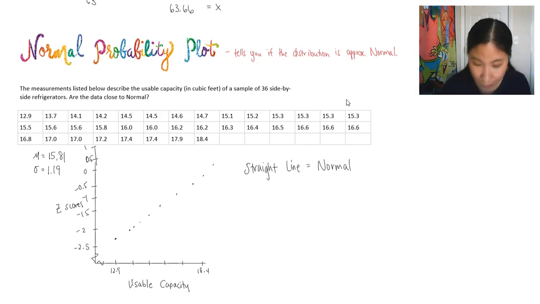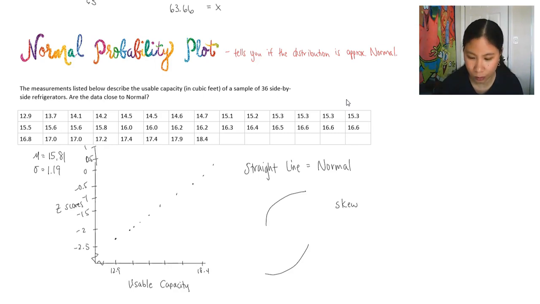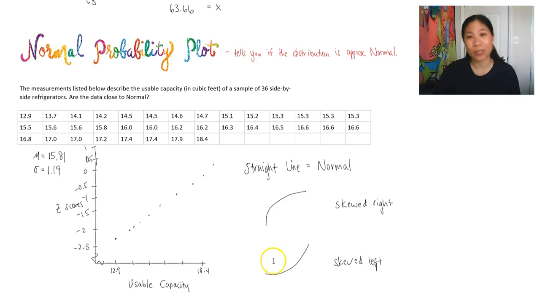So if it is exactly straight, it will be normal. If you see kind of a curve to it, like either curved this way or this way, then it'll be skewed. Excuse my terrible handwriting. All right, skewed right or skewed left. So this is what you're looking for when you make a normal probability plot. Obviously, we want a straight line. It means that your z-scores are kind of all spread out evenly, and it increases by the same amount with the rest of your data, which shows a normal distribution, and that's what we're aiming for.